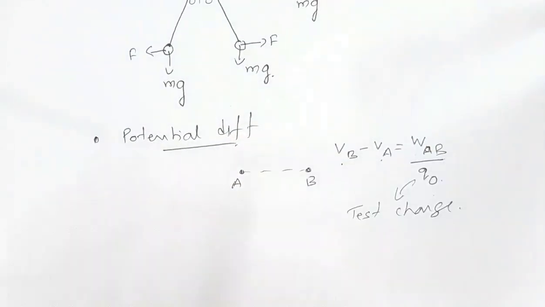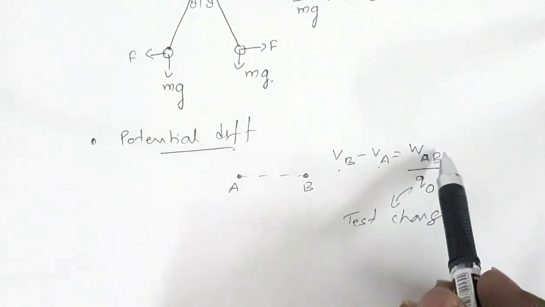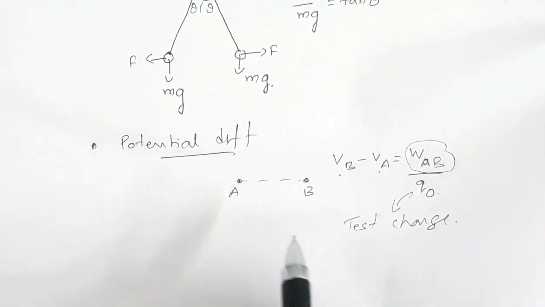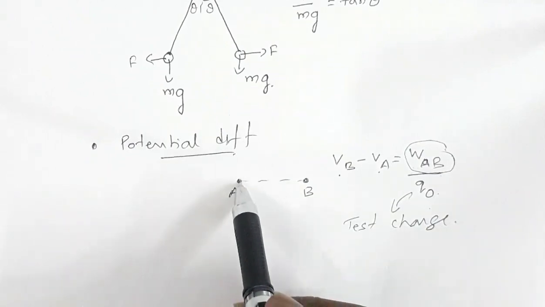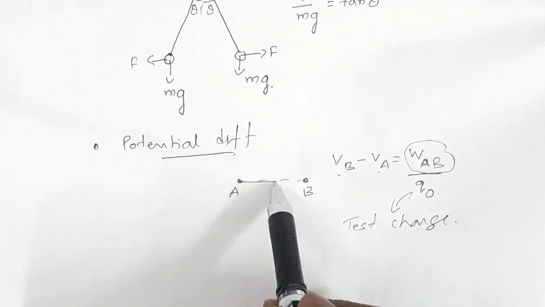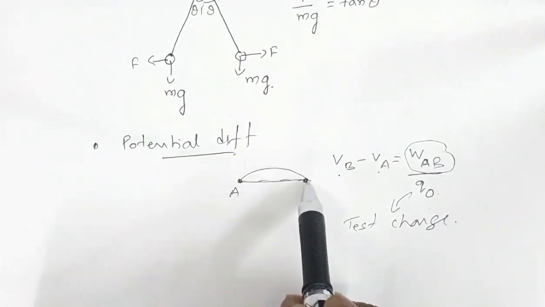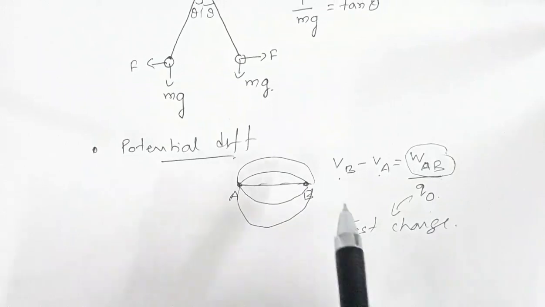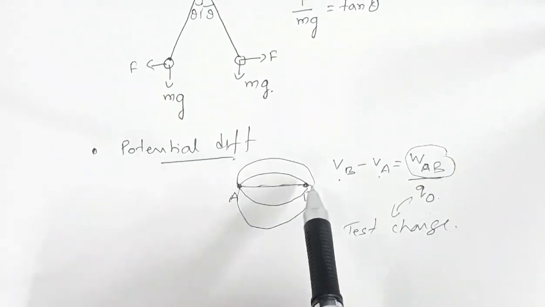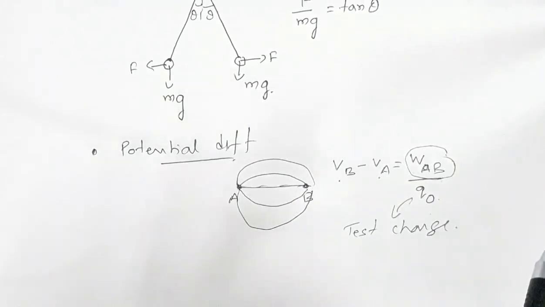Okay, now an important feature about this work done. See, electrostatic force is a conservative force. So work done will be path independent. So work done in taking the charge from this point to this point in a straight path, or this path, or this path, or these paths, any paths, provided the initial and final positions are same, the work done will be same.